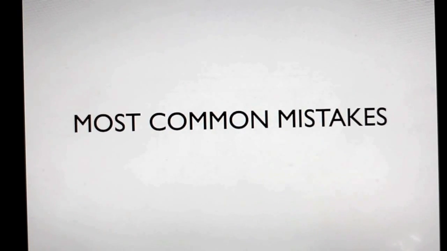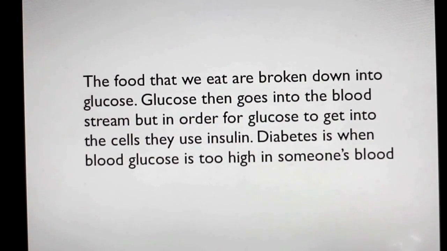Then when you go through and review the paper, you will find some common mistakes. The most common mistakes that I've found are in this example. The food that we eat is broken down into glucose. The glucose then goes into the bloodstream. In order for glucose to get into the cells, they use insulin. Diabetes is when blood glucose is too high in someone's blood. Now, what are the common mistakes that you can point out?